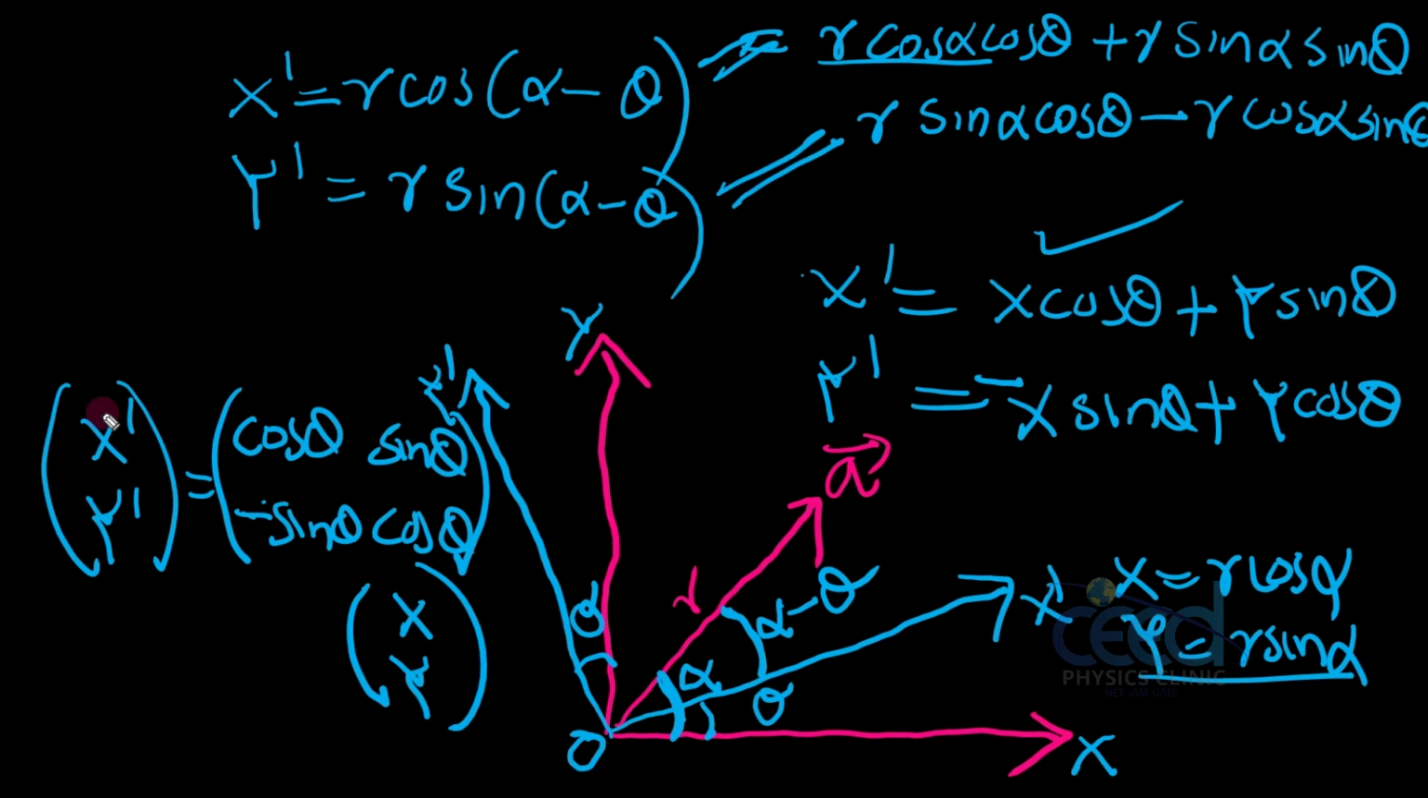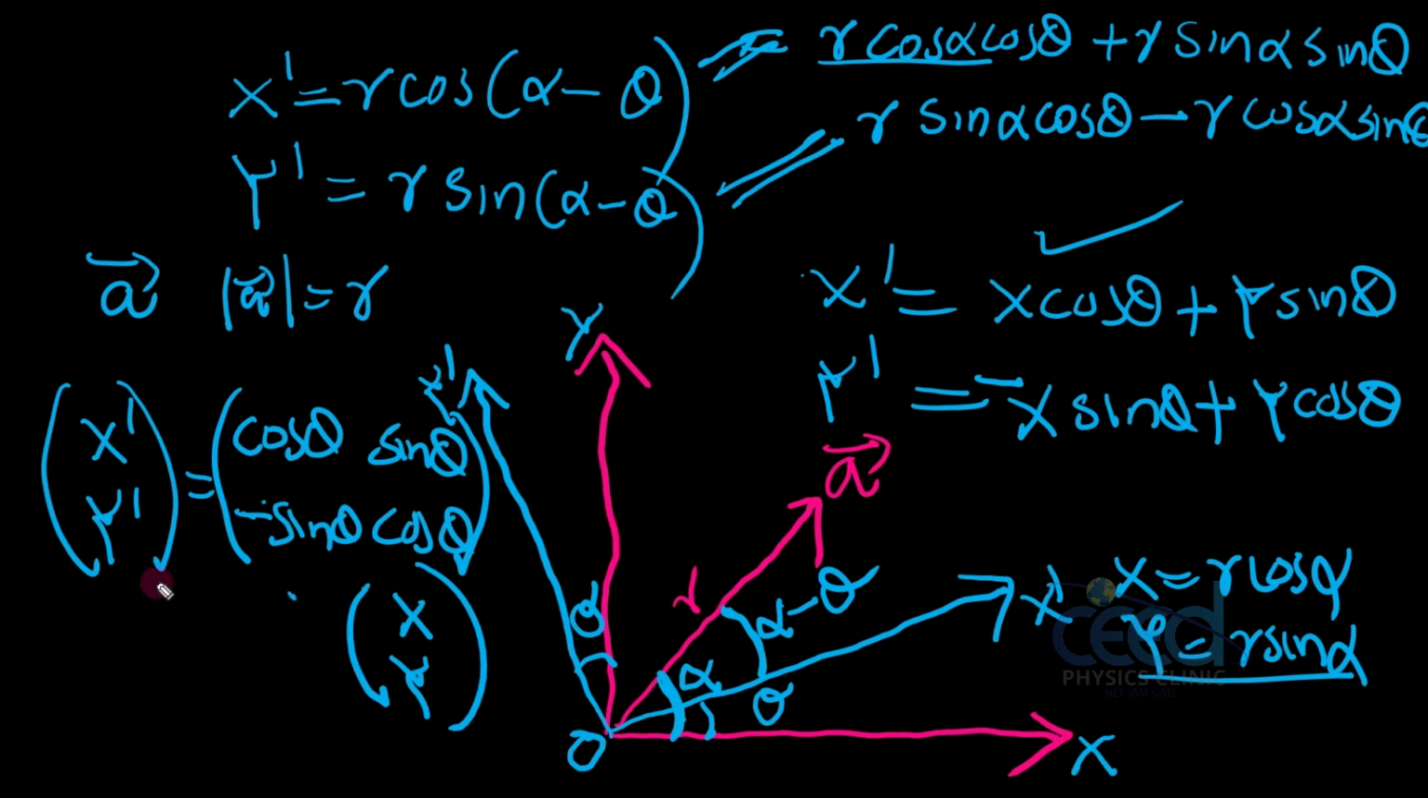So we can represent a vector A of magnitude r in a different coordinate system, in which one coordinate system is rotated through an angle theta. So this matrix we can call the rotation matrix.